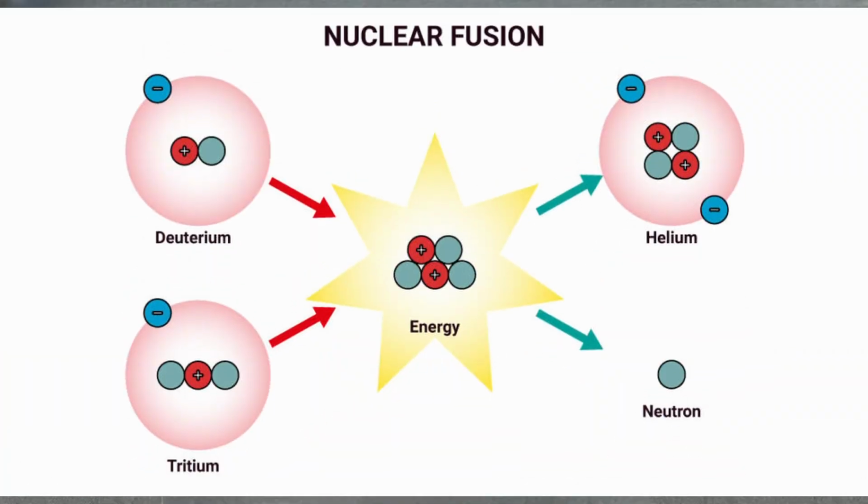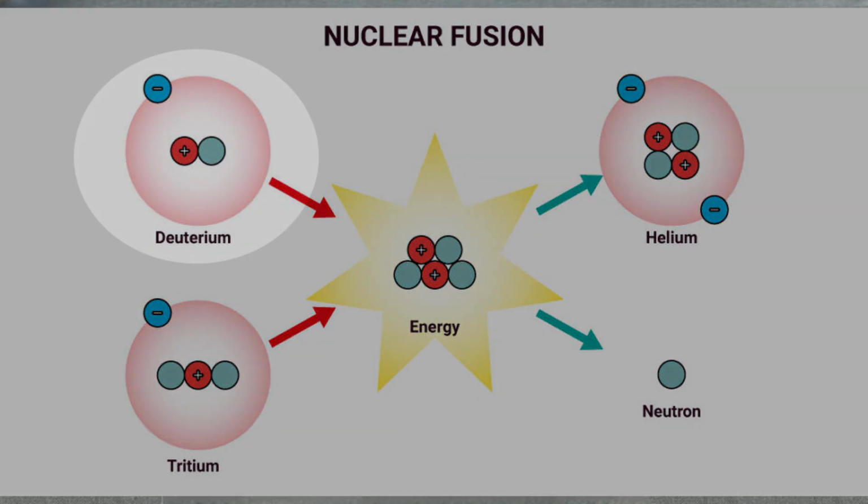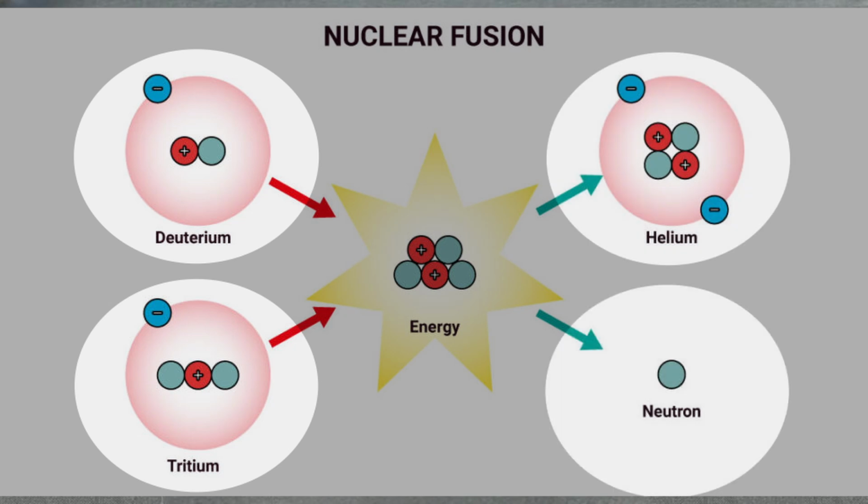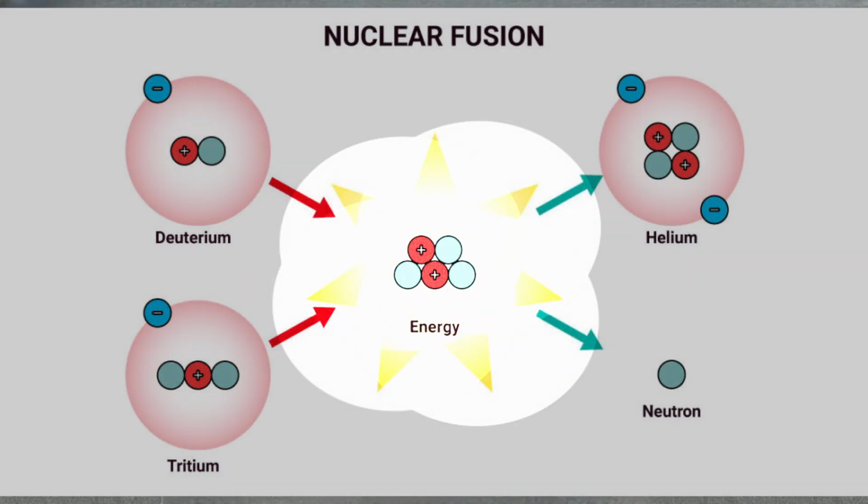For example, to generate energy, we could use this reaction between hydrogen isotopes, deuterium and tritium. As you can see, one deuterium and one tritium gives us one helium and one neutron. We also receive a massive amount of energy as a result.